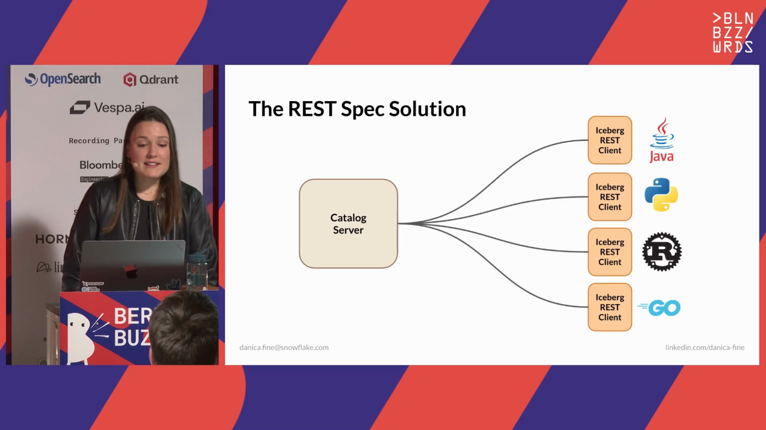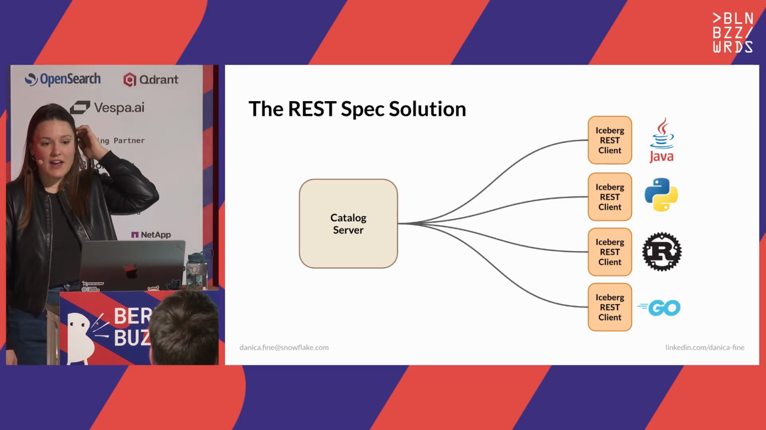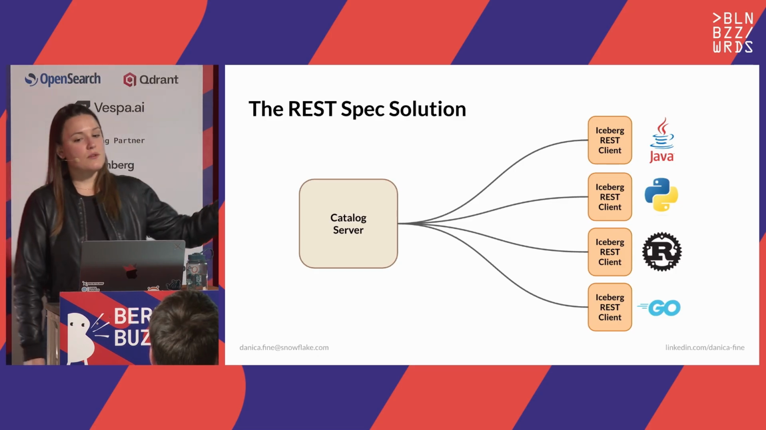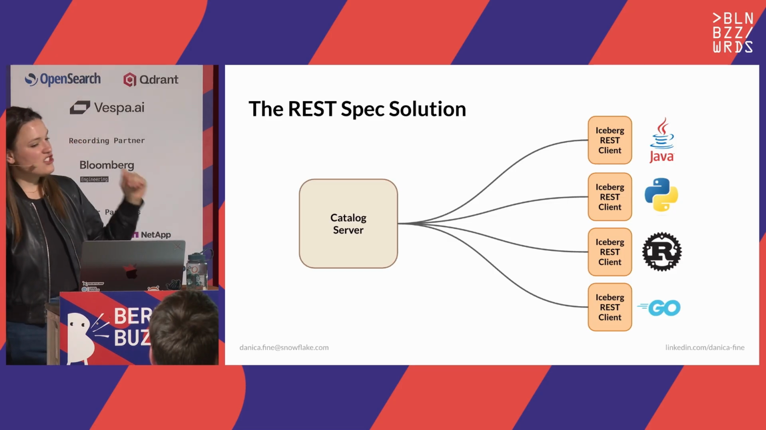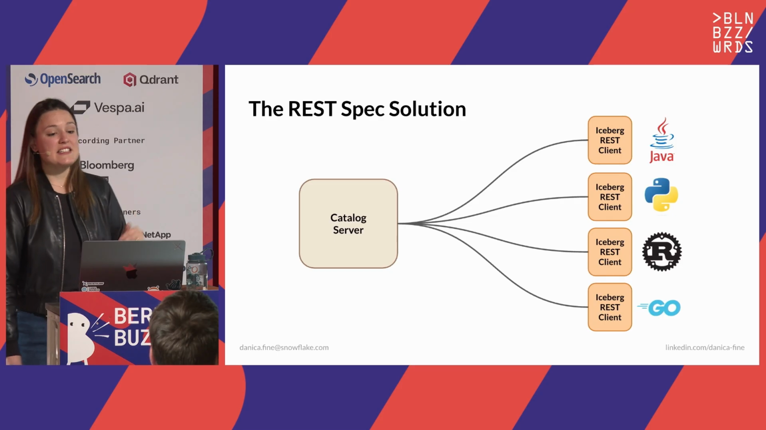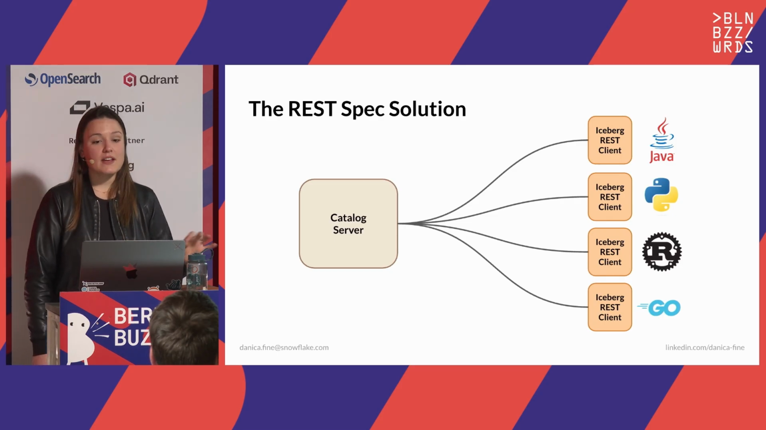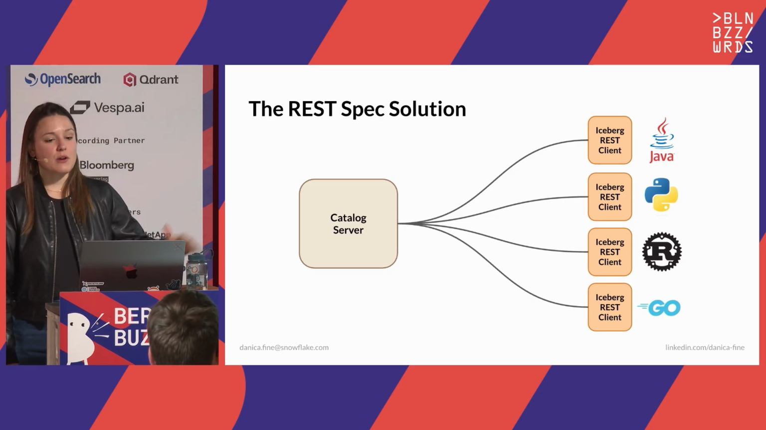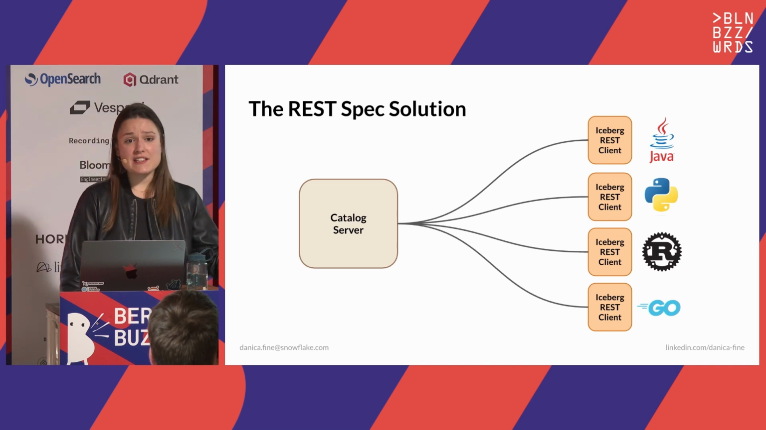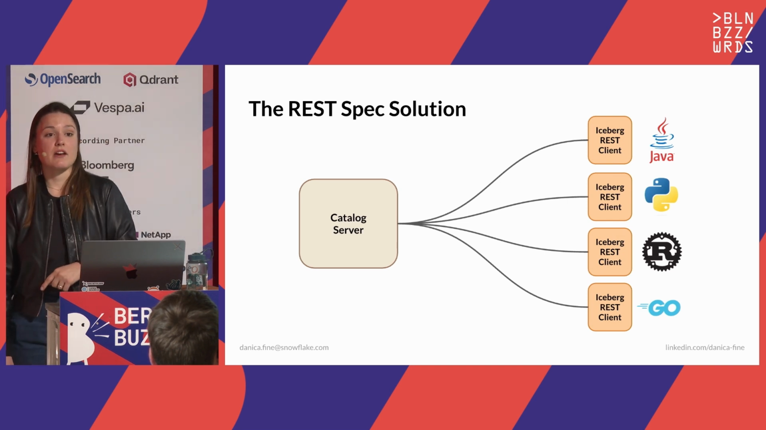All right, so the REST catalog spec solves this. Instead of having custom wire protocols here, you instead have a single standardized HTTP JSON interface. Great. Every engine just needs one REST client. That exists in whatever language we need it to, and then it can talk to any other catalog that implements that spec.